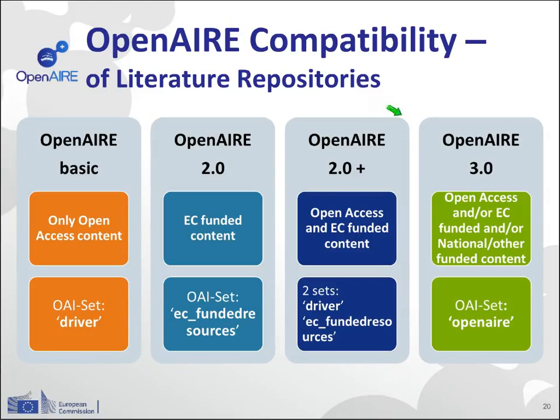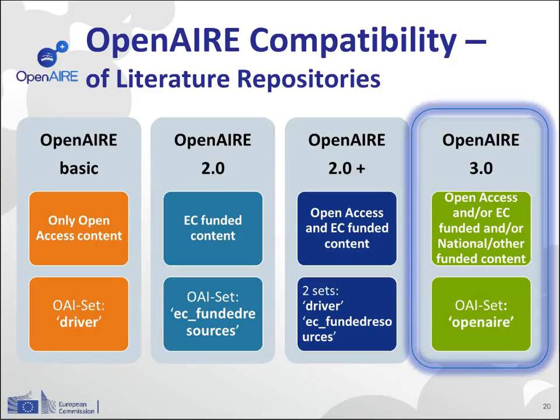In the next step, we tried to consolidate this rather complex situation by introducing the OpenAIRE 3.0 guidelines, where we now expect to have all the open access related records and records related to EC funding or related to funding of other national funders in a single OAI set, openaire. And this is now also the recommended version that data providers, institutional and thematic repositories, should support.